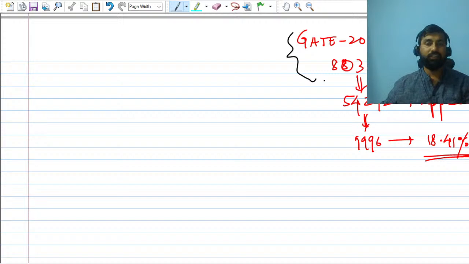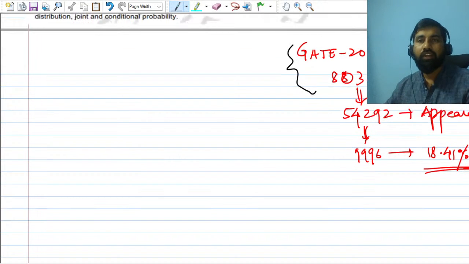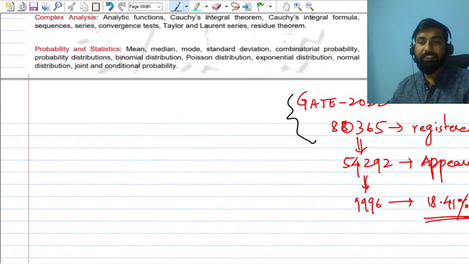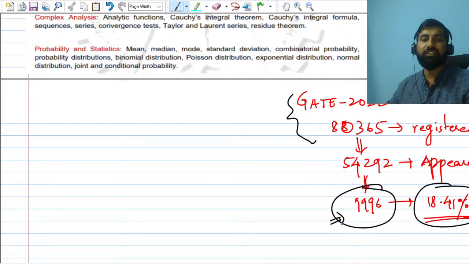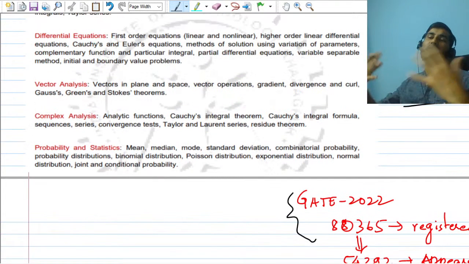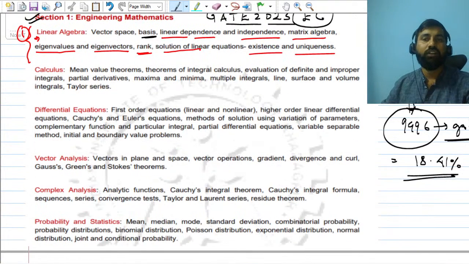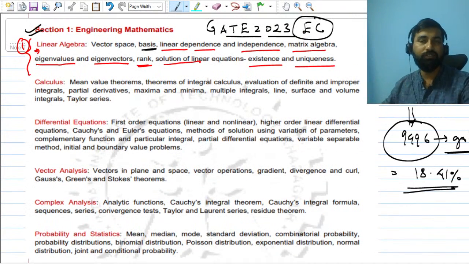But this year, I think in the upcoming GATE examination, many people will appear. So keep note of this. Only an 18% chance is there if you are preparing, and your competition is with 10,000 candidates. Not a big number, 10,000, because you are competing within India. So you have to focus on yourself, right?